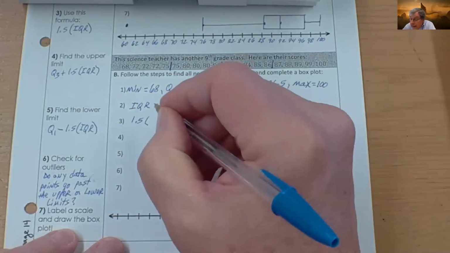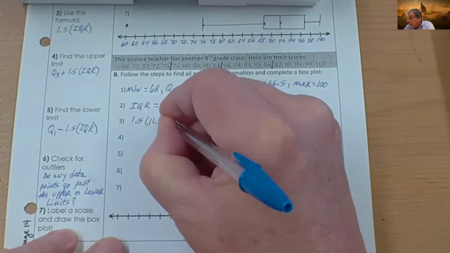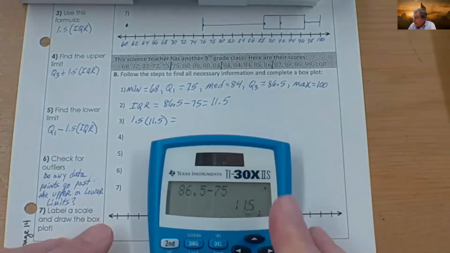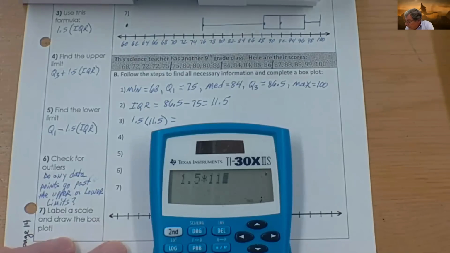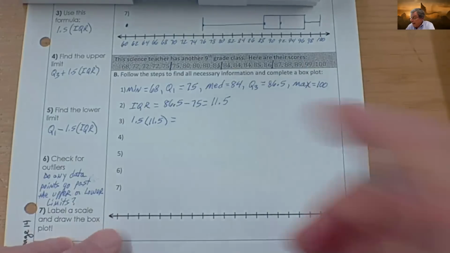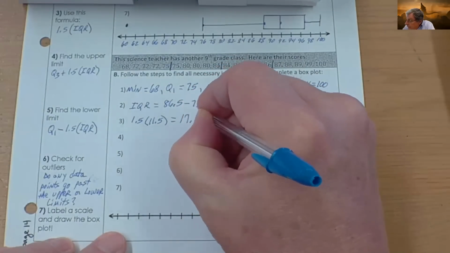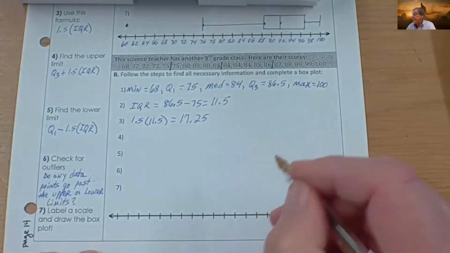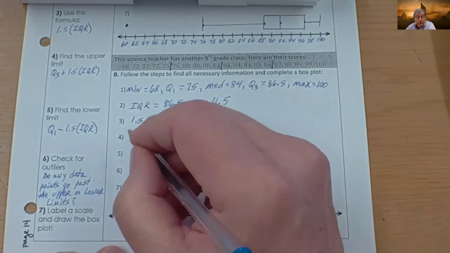1.5 times 11.5 equals, and again, 1.5 times 11.5, 17.25. Okay, step 4, find the upper limit. Okay, so we'll do the upper limit.